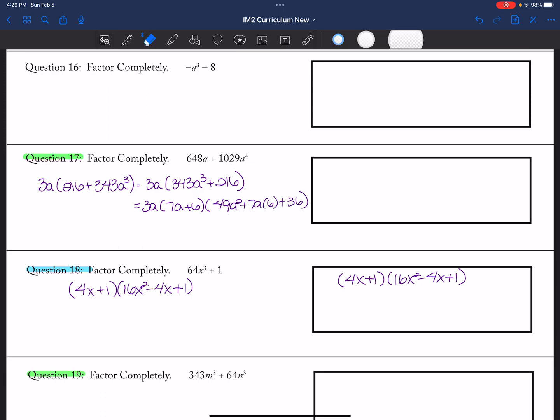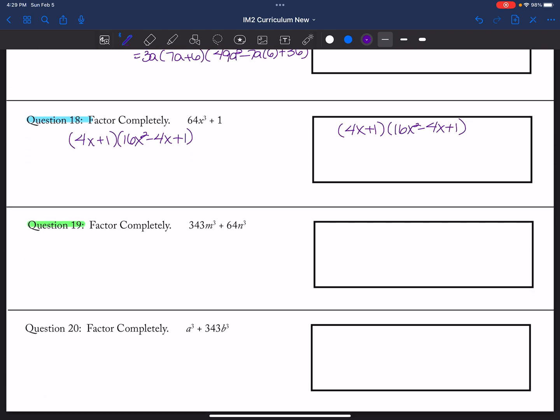There's a minus sign somewhere because I keep forgetting it, and it's there. Okay, so this is 3a, 7a plus 6, 49a squared minus 42a plus 36.